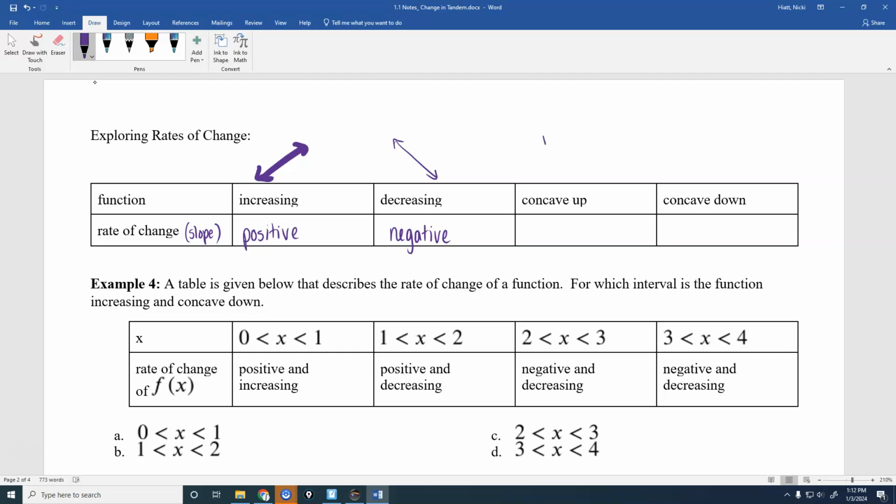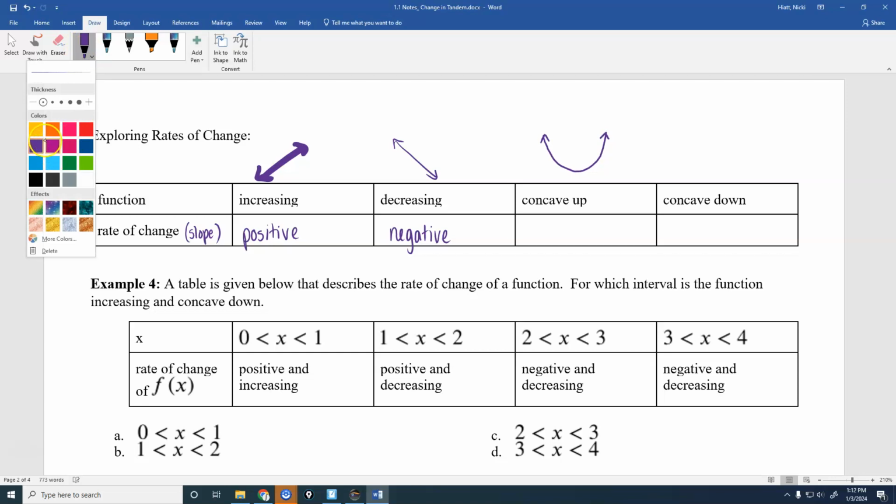Okay, now let's talk about something concave up real quick. Really quick. We're running out of time. Hello? Hello?